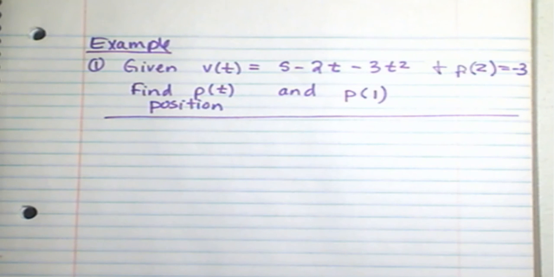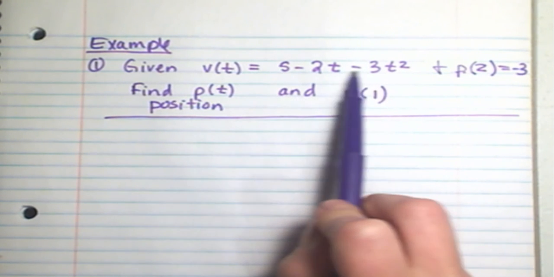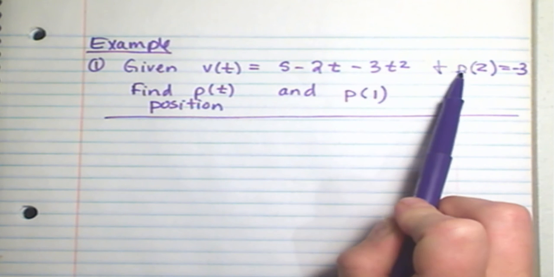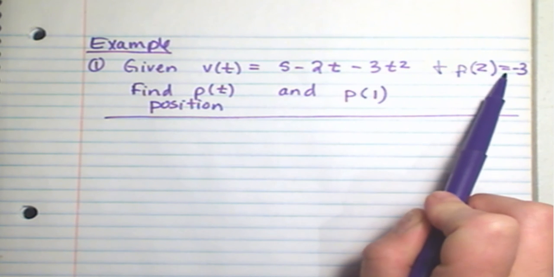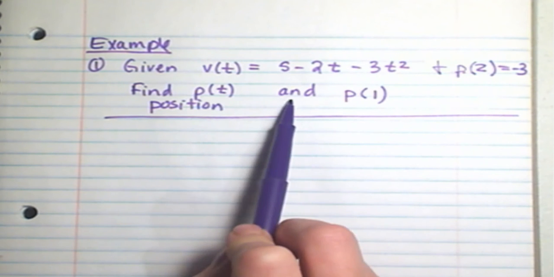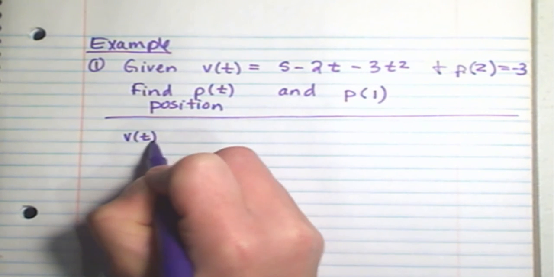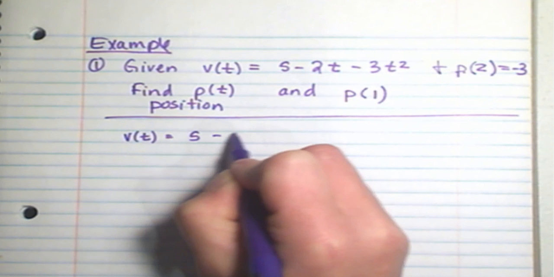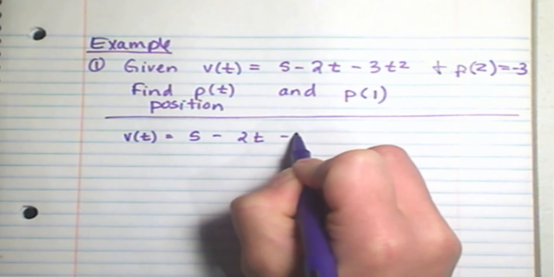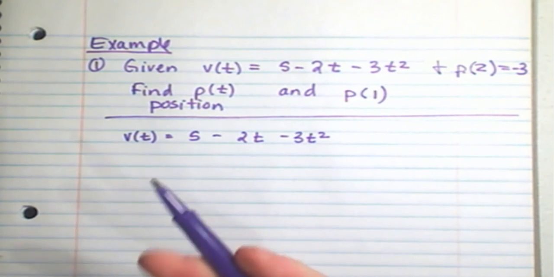All right, so we're going to do an example here. Given velocity is a quadratic equation and the position at 2 equals -3, we want to find position and P of 1. The first thing I'm going to do is write down my velocity equation. All right, now I need to find position.